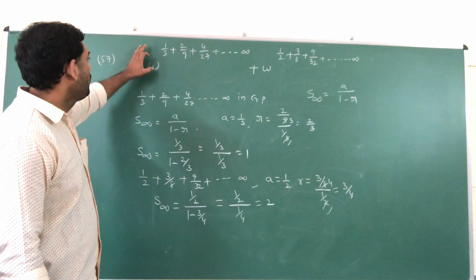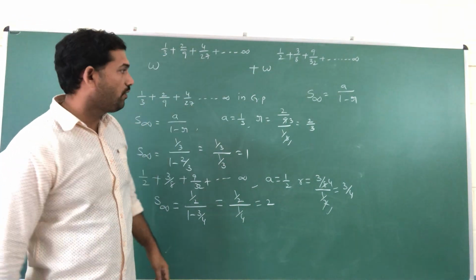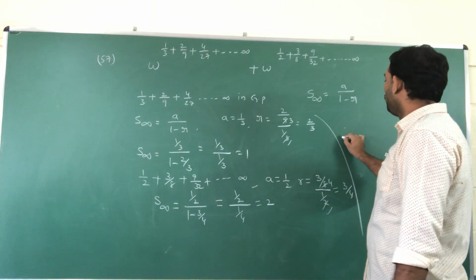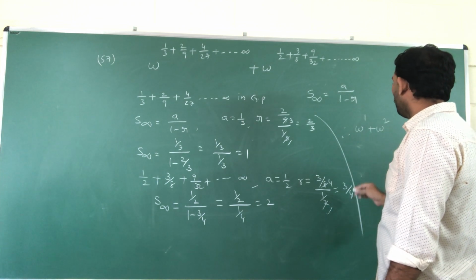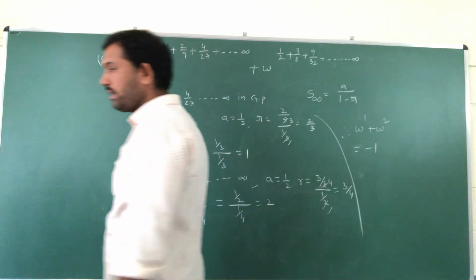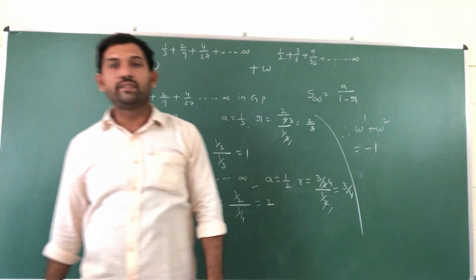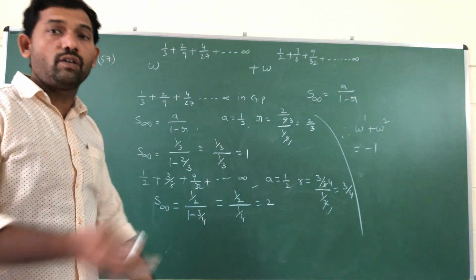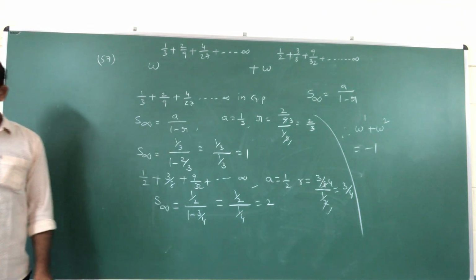So the first summation value is 1 and the second summation value is 2. So what is your answer? ω¹ plus ω². First summation value 1, second summation value, the sum to infinite terms, 2. So ω + ω² equals minus 1 is your answer.